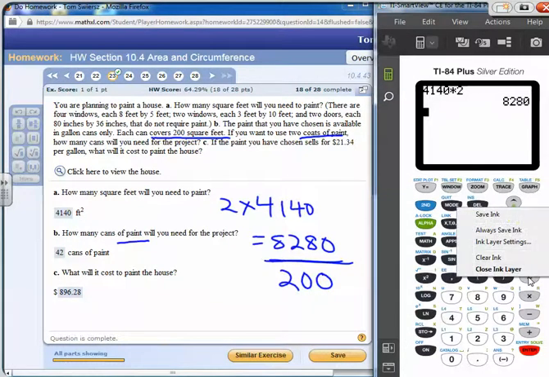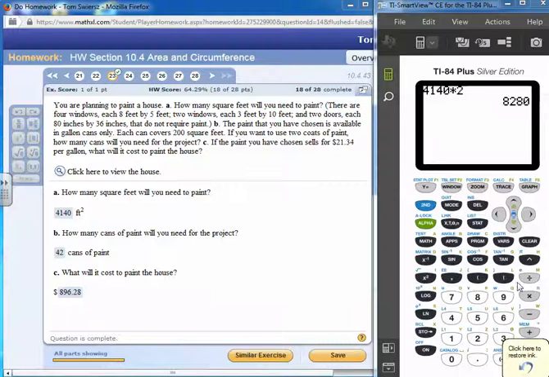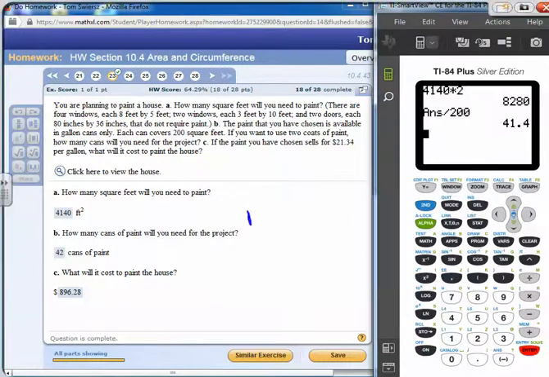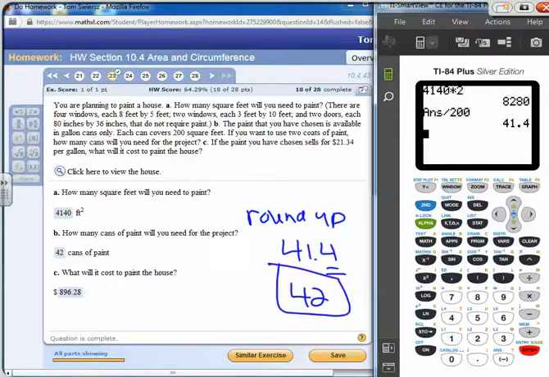Okay, so 8,280 divided by the amount of area of 1 gallon of paint, which covers 200 square yards. Okay, given in the problem. And so we get 41.4. To have enough, we have to automatically round up, because we don't want to run out. So 41.4, even though there's a 4, we round up to 42 cans of paint. Okay, so there's our correct answer, 42 cans of paint.